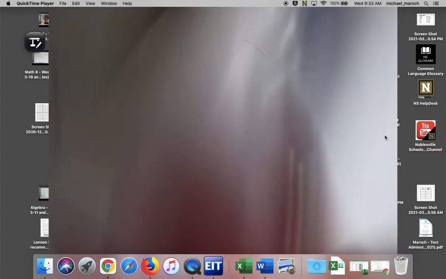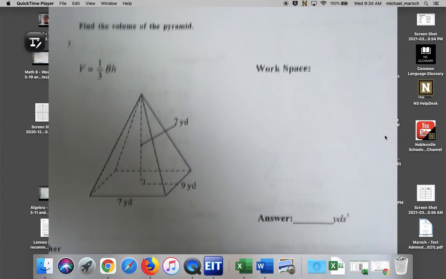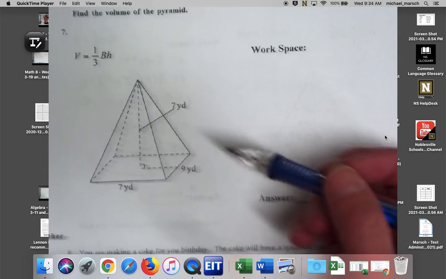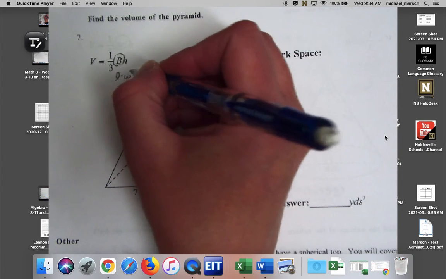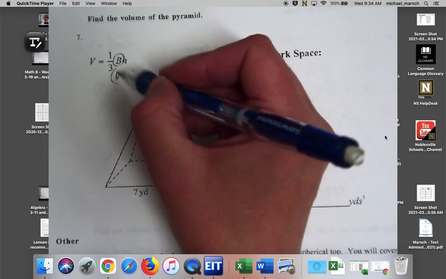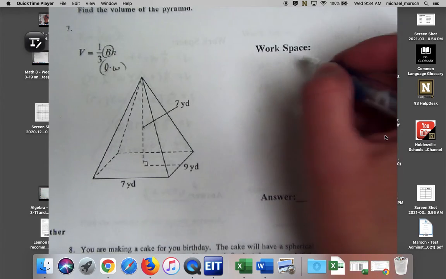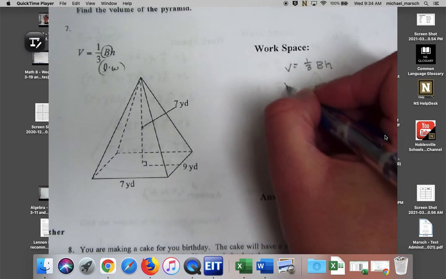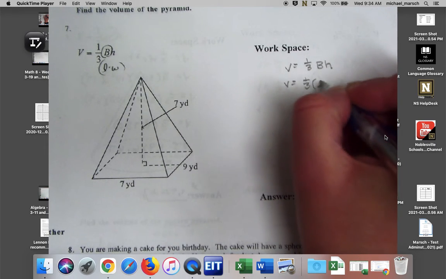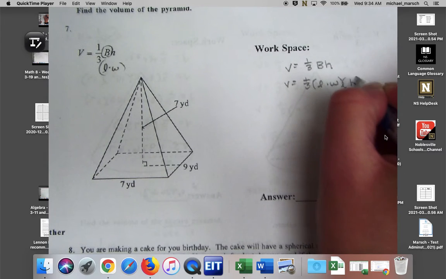Okay, sorry. All right, page 4. We've got a pyramid here, similar to question 4 that we did together. We have our capital B here, which we all know is length times width. Remember, I use the cursive L. So I'm going to use my formula. 1/3 capital B times H. 1/3 length times width times the height of the pyramid.